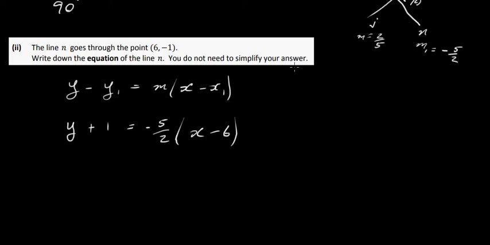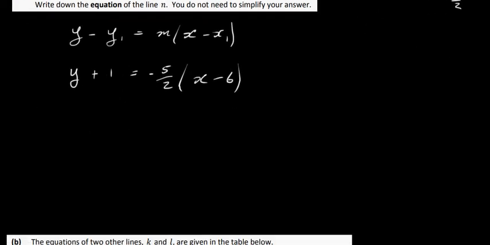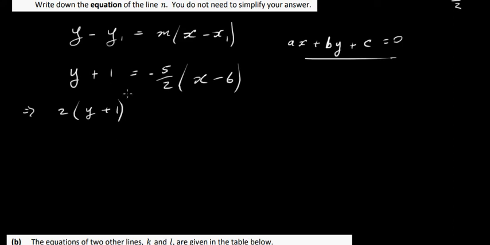It says we don't need to simplify the answer, but let me just run through how you would simplify this. Normally you would write these in the form ax plus by plus c equal to 0. First thing, you have a fraction here, so we want to multiply across by the denominator of the fraction, which is 2. So I'm going to multiply everything by 2. Multiply the left hand side by 2, making sure you put in a bracket here. If you multiply this by 2, the 2's will cancel and you're just left with minus 5. So you get minus 5 times x minus 6. Multiply out the brackets, so you get 2y plus 2 here, and minus 5x plus 30.